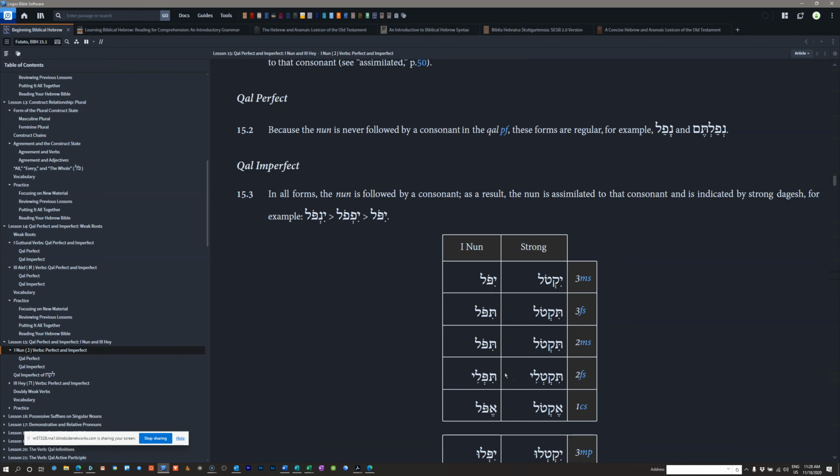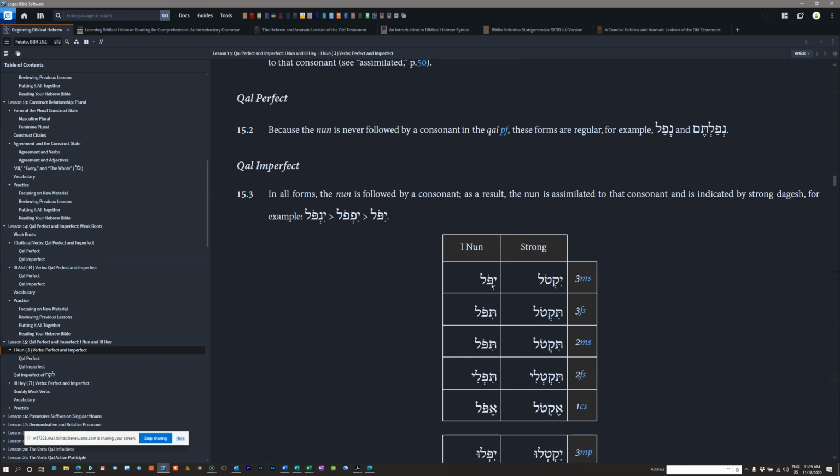Now, the only time that this will cause us some real issues is when we have a noun or a verb that is doubly weak. So not only would it have a weak 1 noon letter, it also is going to have a weak second letter, like a guttural here. Okay, when we've got a doubly weak verb where the first letter is a noon and the second letter is a guttural, that's going to cause problems because the noon can't assimilate into the second letter because the second letter can't take a dagesh. In that case, we expect maybe one of three things to happen.